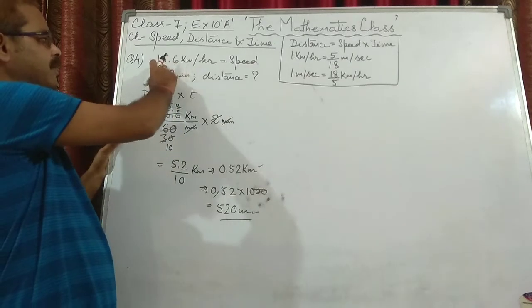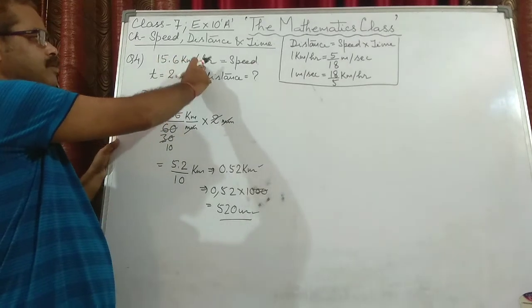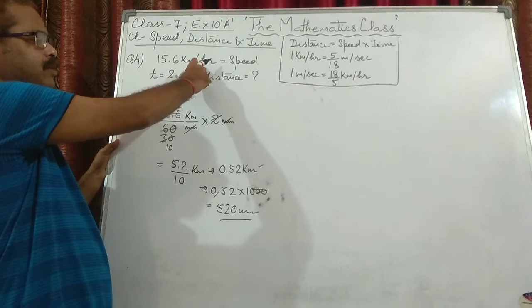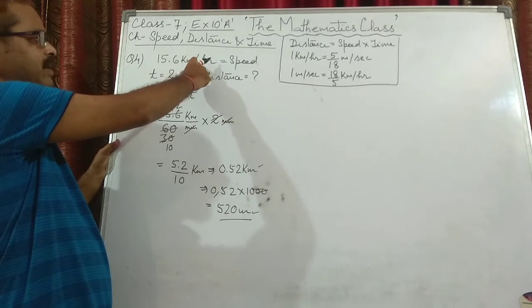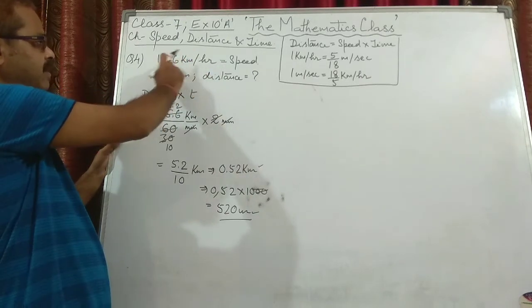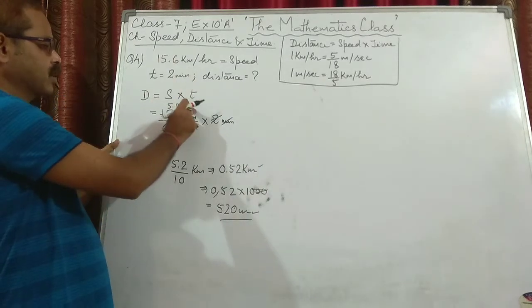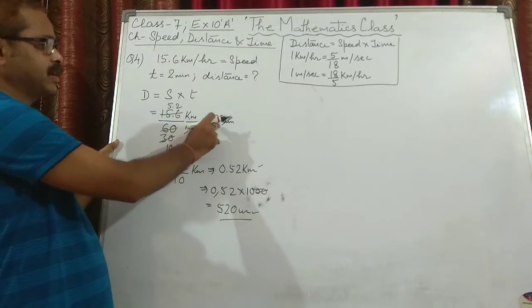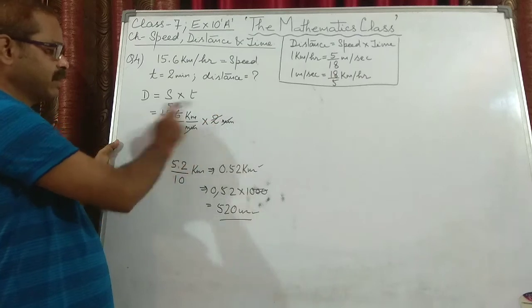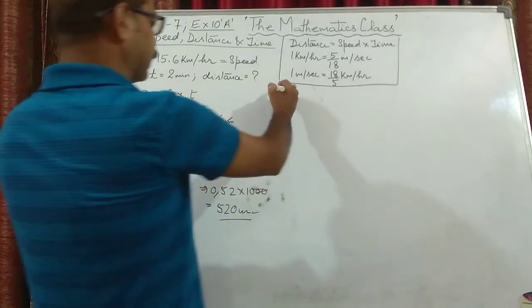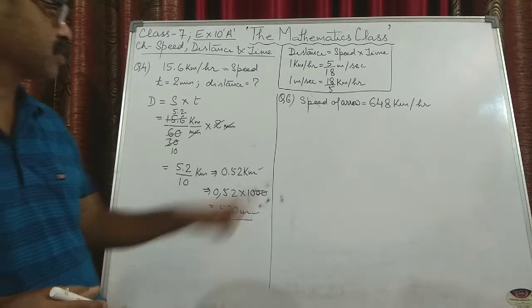What we did, 15.6 kilometers per hour. So this hour has to be converted into minutes. We know that 1 hour is equal to 60 minutes. So we divided 15.6 by 60. So kilometer per minute is the speed, into 2 minutes was the time given, and we calculated, we got the value.